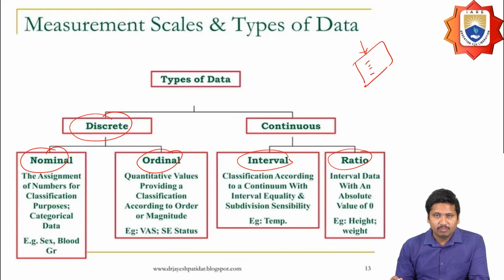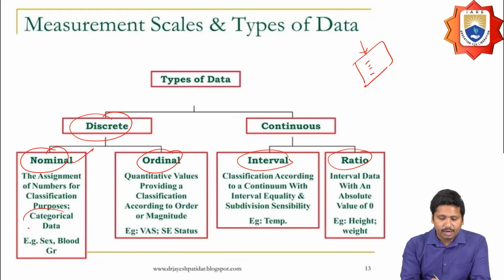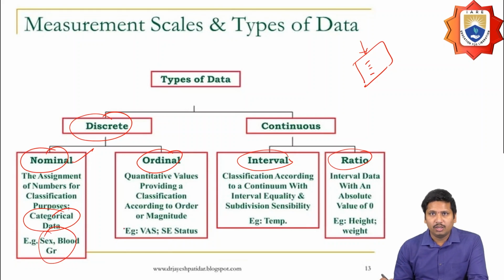Let me explain some examples of how this data is classified. Nominal is the assignment of numbers for classification purposes, and it is considered discrete data, like categorical data, such as sex and blood group. The classification of things comes under discrete data, again as a subcategory of nominal data.